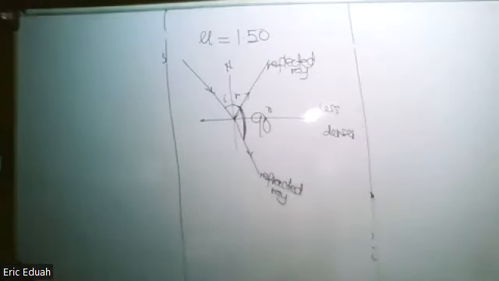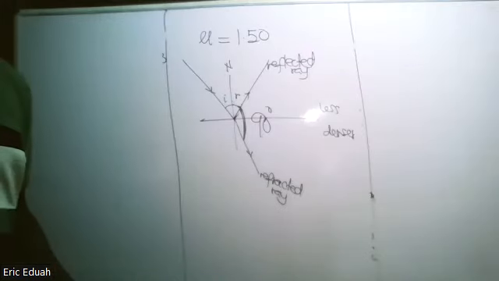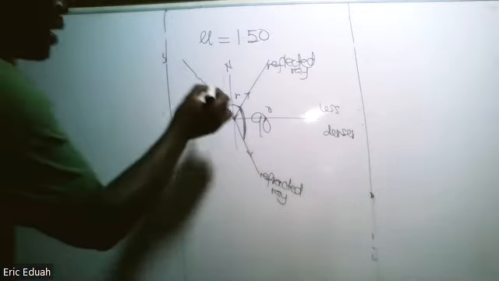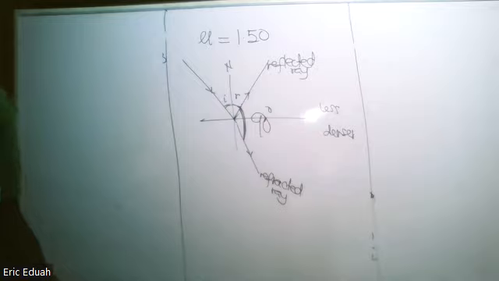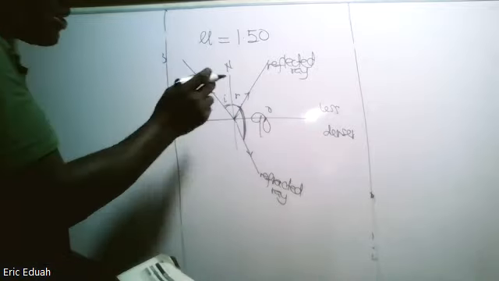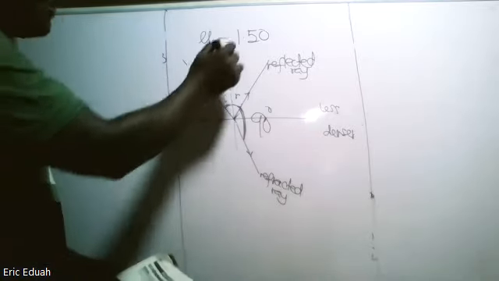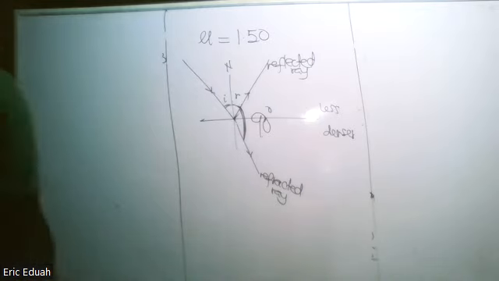So the question demands: what is the angle of incidence of the ray if the angle between the reflected and the refracted ray is 90 degrees? So we are actually looking for i under this condition, when the refractive index of the glass, the denser medium, is 1.5.